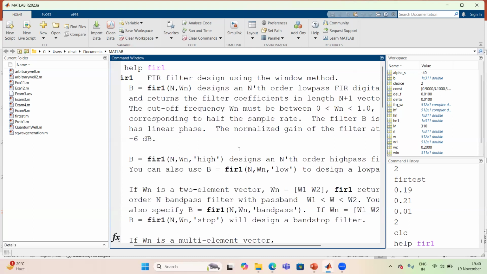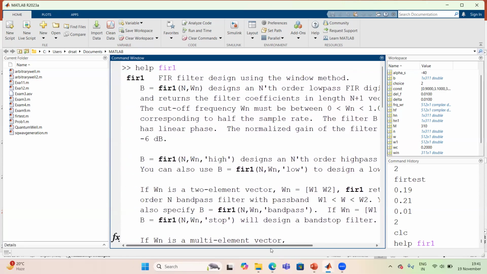Here you can see the normalized gain of the filter at Wn is minus 6 dB. So at the cutoff frequency, the gain we get at that particular point should be around minus 6 dB. If you don't give the window, it will automatically take the rectangular window for designing. Otherwise, you can give the window name, which window you want to choose, so you can specifically write the window.